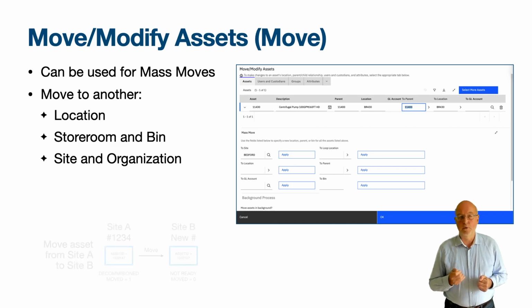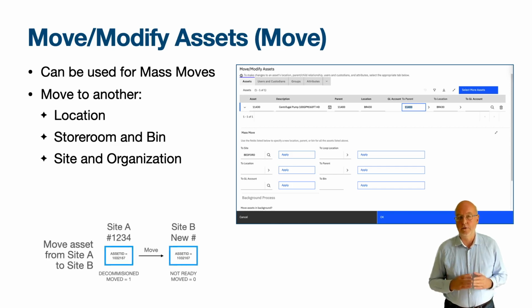When the asset is moved to another site, it creates a new asset record unless it has previously existed in the destination site, when the asset record will be changed to Not Ready status. The asset record at the source site will be changed to a status of decommissioned, and the moved attribute will be set. In this example, there would be 2 records with the same asset number but different sites, but they both have the same value for the asset ID attribute, which is how Maximo knows it is referring to the same physical asset.